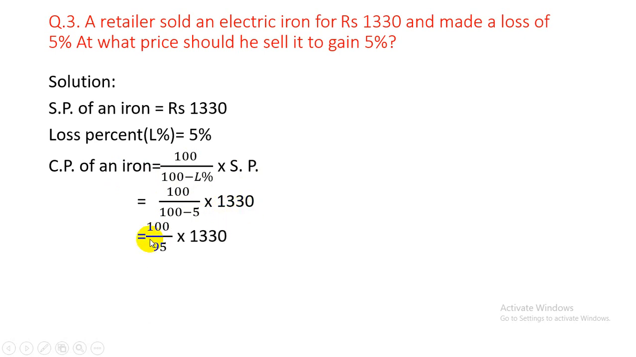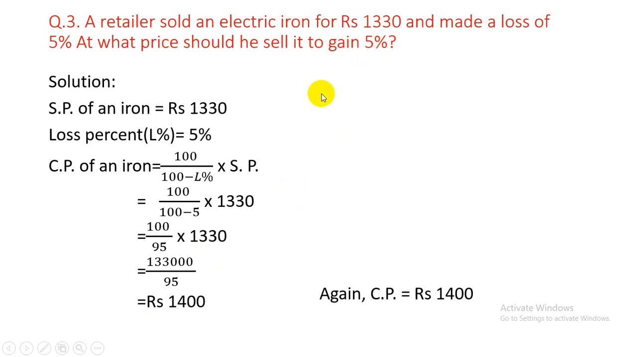1330. 100 by 95 into 1330, that is equal to 1,33,000 divided by 95. This is 1330 into 100, equal to 1,33,000 divided by 95, which is equal to Rs 1400. Again this one is CP, and again we have to sell it at a gain of 5%.